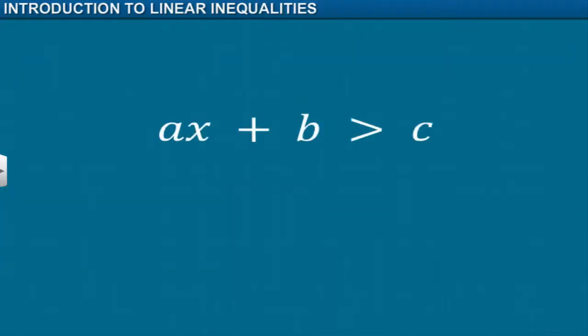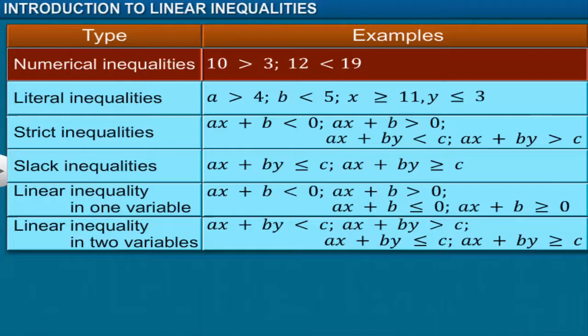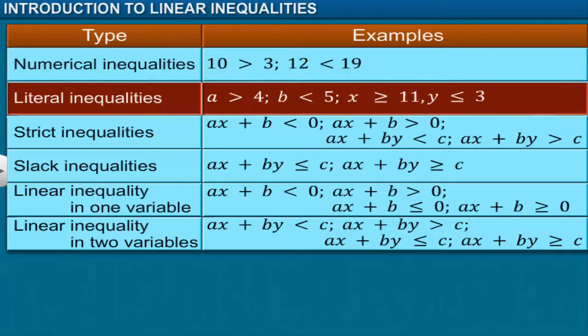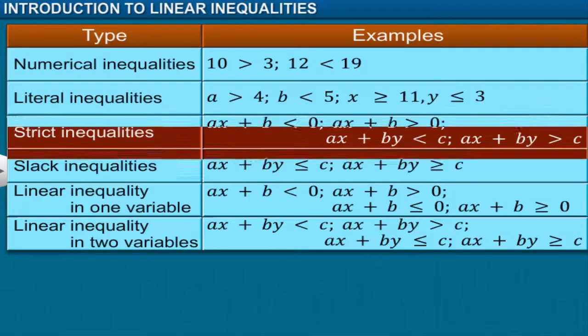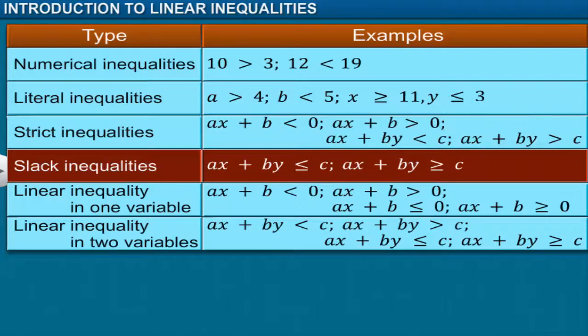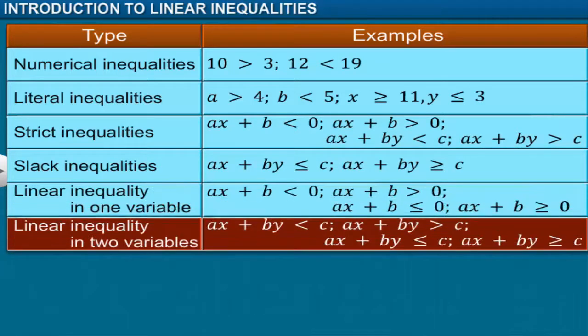Shown here is a linear inequality in one variable. Here the term one variable represents the variable x in the inequality. There exist different types of inequalities, such as numerical inequalities, literal inequalities, strict inequalities, slack inequalities, linear inequality in one variable, linear inequality in two variables, etc.